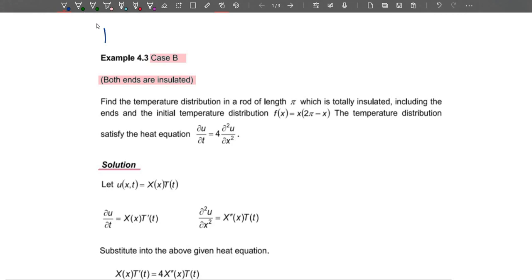Okay, let's look at an example for the heat equation, for case B. Here, for case B, both ends are insulated.